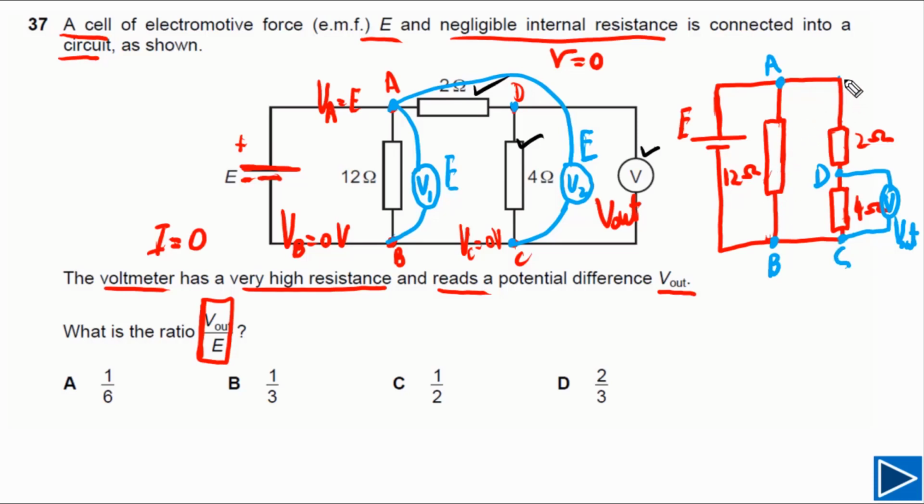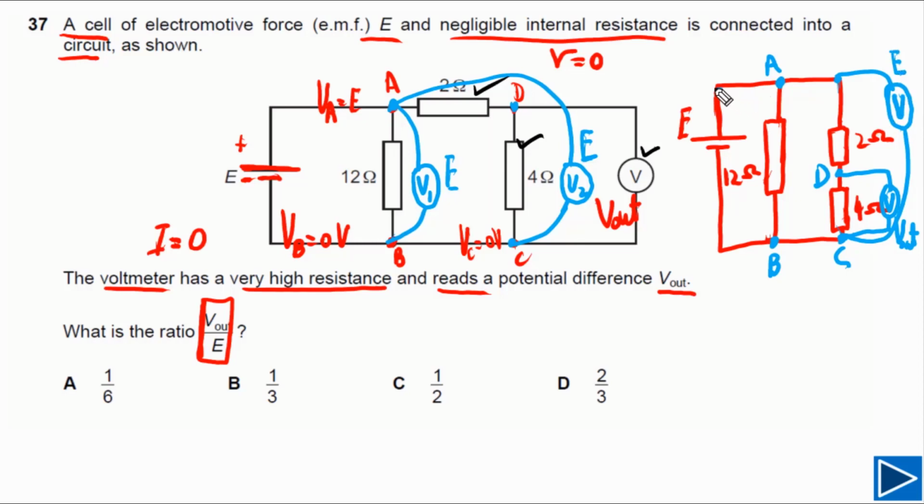We have already discussed that the potential difference between A and C is equal to E. So I will just connect another voltmeter here so you can see easily. This is another voltmeter that is connected between A and C, and the reading on this voltmeter is equal to E.